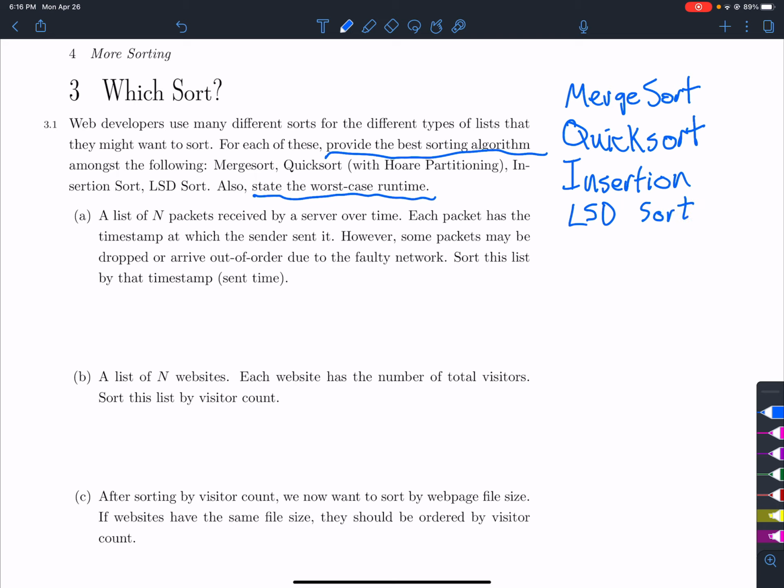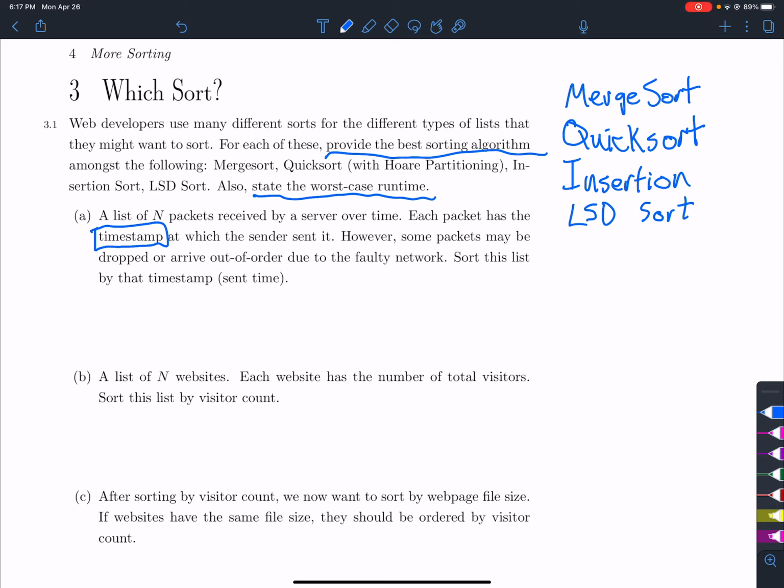So here in part A, we're told that a list of n packets are received by a server over time, and each packet has the timestamp. So it already has the timestamp which we're sorting by. To sort, we need something to compare by. And we're being told that the timestamp is what we're comparing by.